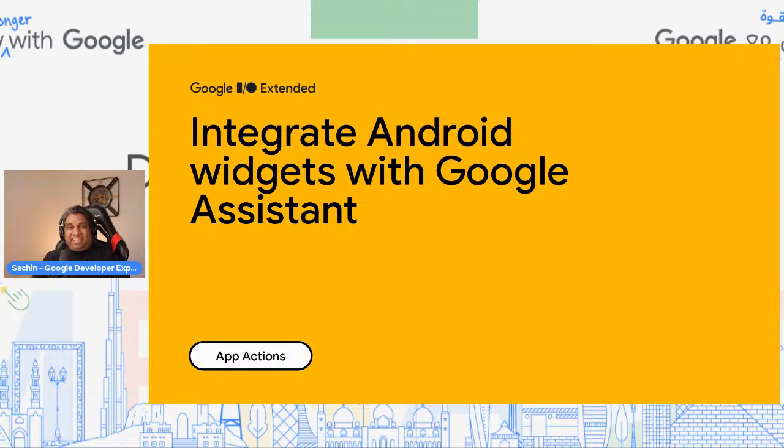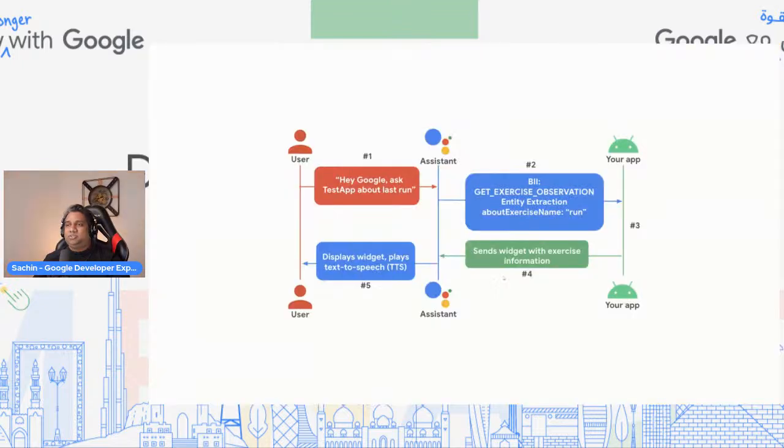Now, by integrating Android widgets, how does this work? Let's go through the same flow. Here, the example is you can say, hey G, ask test app about my last run. When you have this conversation, the assistant will refer to the built-in intent, so it can understand that there is a built-in intent called get exercise observation. There's an entity extraction, and then your application will receive this information and do the processing.